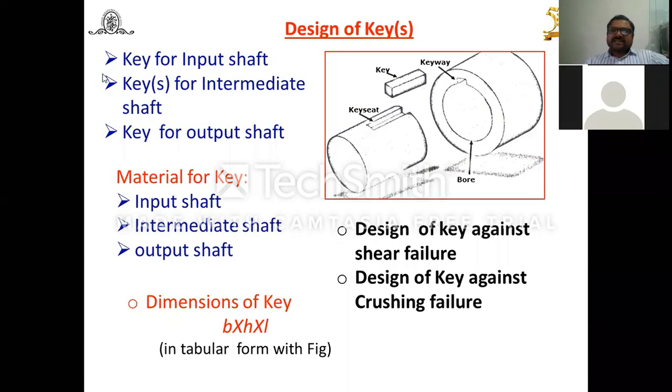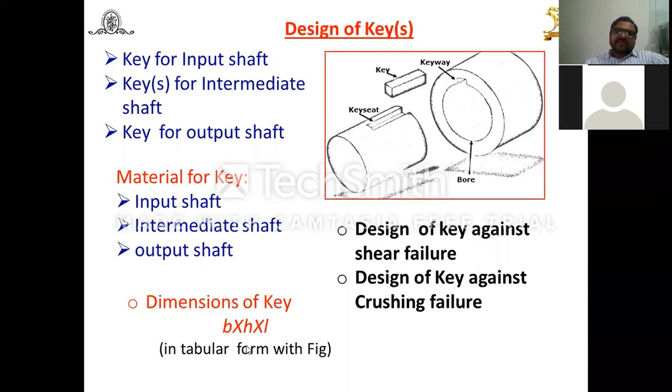By using these relations, and by referring to the chart available in the data book or V.B. Bhandari's book, suppose diameter is 30, you can select the W and H. By putting this value, find out the sigma c or find out the length of the key, and whichever is larger from the shear and the crushing, you can consider. Or induced stresses also you can check. If induced stresses are within the limit, you can say your selection of W and H is correct. This is also one approach to select the key from the data book.